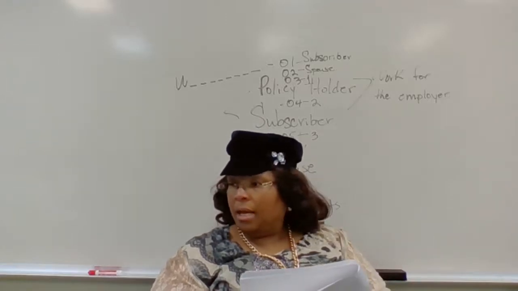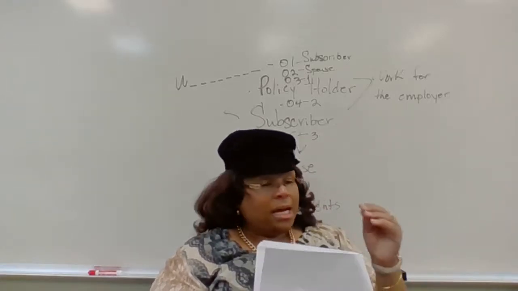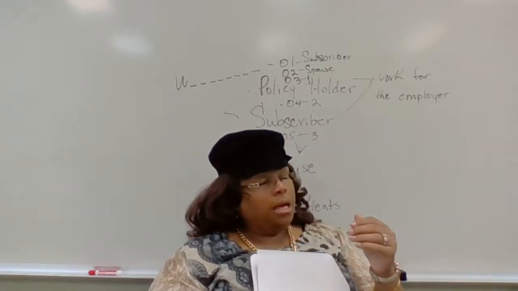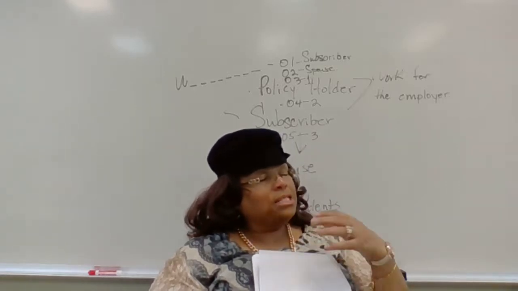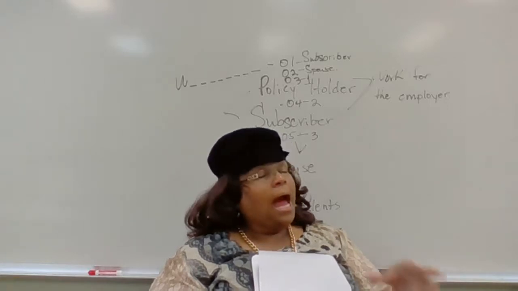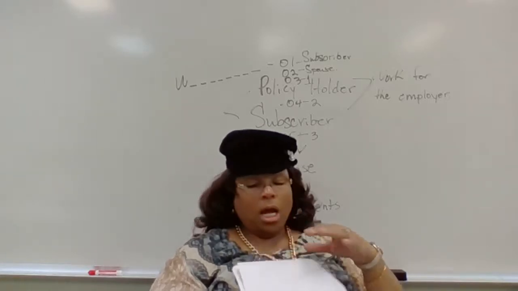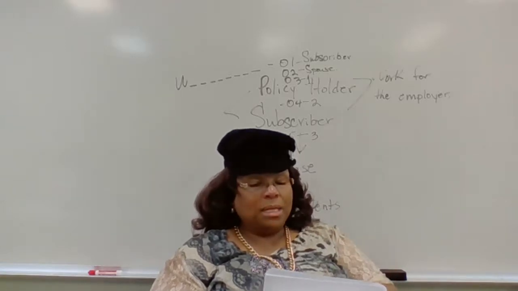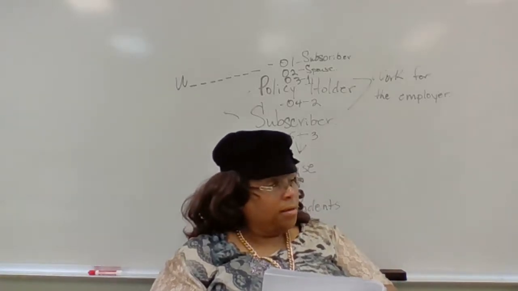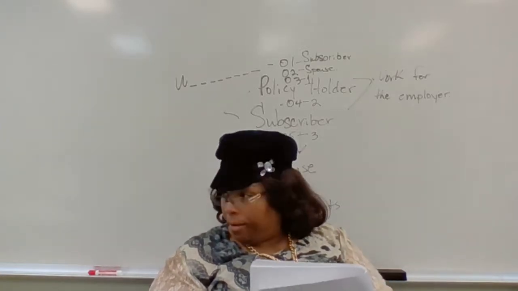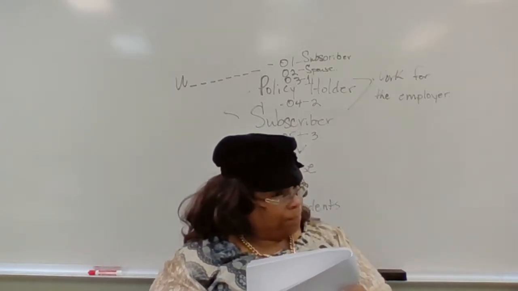Does everybody understand that? If my husband was to see the doctor and he has insurance through his company, and I have insurance for him also through my company, then his insurance would be listed under number 1A, and mine would be listed under number 9 for him. Does everybody get that?